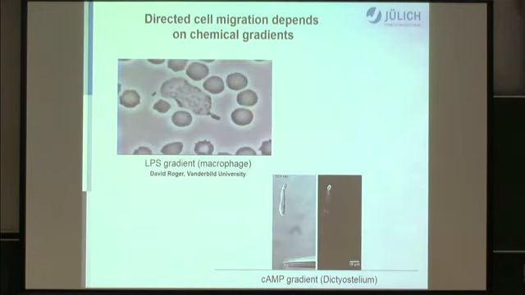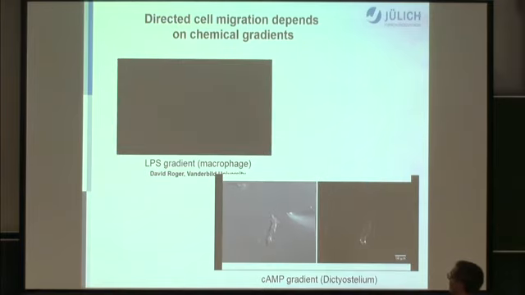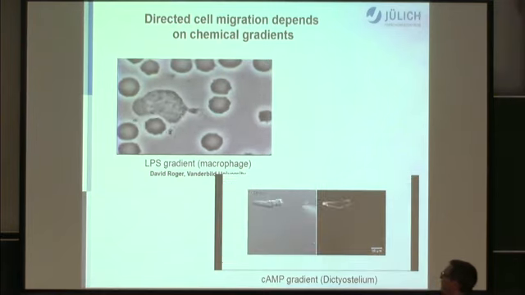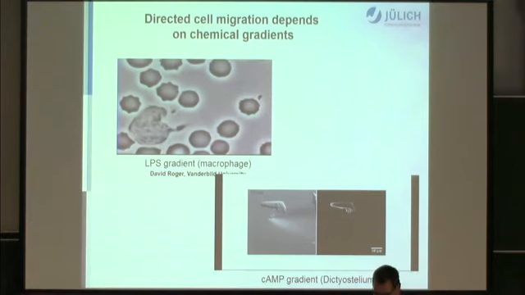This directed migration, we have seen those movies already, so biologists like those movies as well. So I'm not necessarily showing this movie. Those migrations you see here for a macrophage, or actually a neutrophil, of Dictyostelium, where you also have those directed migrations, always depend on a gradient of specific chemicals. In this case, it's a chemical of LPS, in this case of cAMP, and the cells then are tracking the whole system.